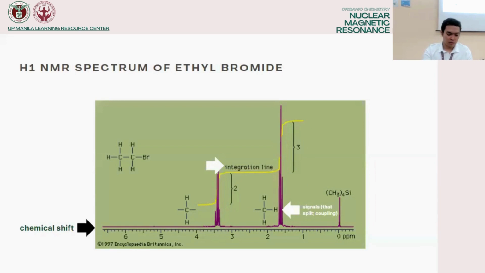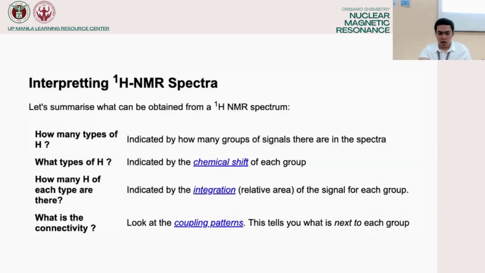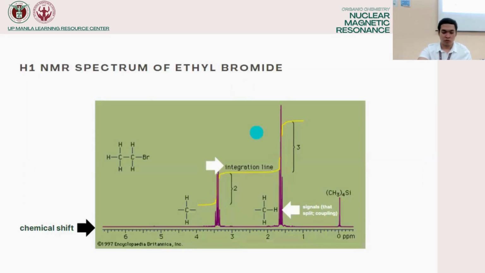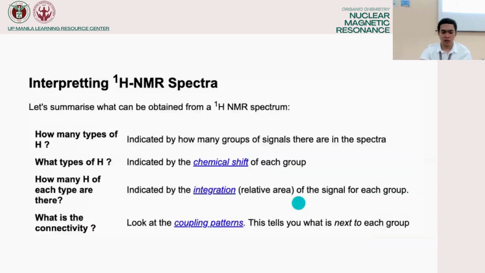Chemical shift, ito lang yun, yung numbers. So, asan yung upfield po dyan? Asan yung downfield? Later, we'll discuss ano dyan. Okay? Sige. So, another interpretation, tatlo lang yan. 4. How many types of hydrogen? So you have to indicate how many groups of signals are there in the spectra. Ito yung mga peaks, ito yung mga signals. What type of hydrogen? So, yan yung chemical shift. Dito natin tinitignan kung upfield or downfield.